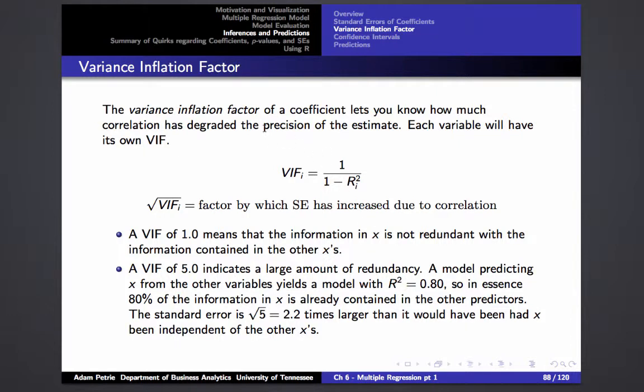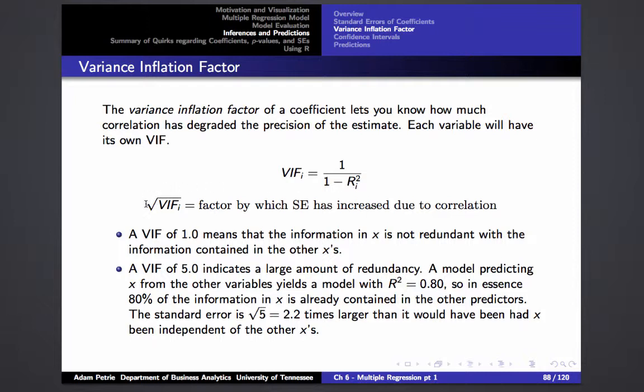Okay, so how do we quantify how much correlation, how much redundant information is in our data? Well, we can look at the variance inflation factor of a coefficient. The variance inflation factor, or VIF, tells you how much the correlation and redundant information has degraded the precision of the estimate. So the VIF of a predictor is equal to 1 over 1 minus Ri squared. Remember, Ri squared is the value of R squared for a multiple regression trying to predict that value of X from the other predictors in the data set.